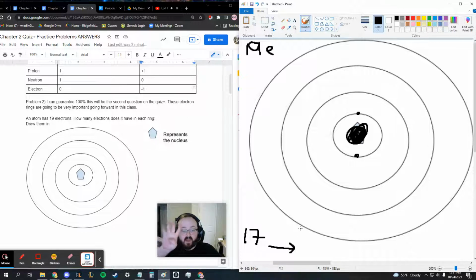The second ring can have 8. I need more fingers. Where's my webcam? Here it is. There we go, got all 8 fingers on the camera. So 1, 2, 3, 4, 5, 6, 7, 8. So we now have 9 electrons left. The third ring can also only have 8. So 1, 2, 3, 4, 5, 6, 7, and 8. And we now have 1 electron left.